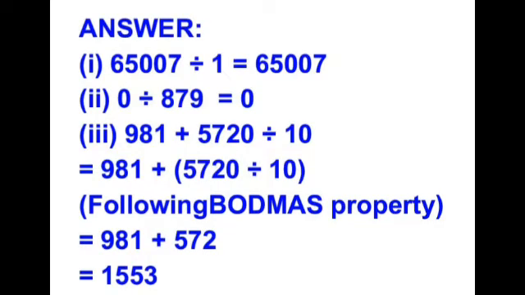Third, 981 plus 5720 divided by 10. You have to follow your BODMAS, then you will get the answer 1553. For following the BODMAS rule, first we have to divide. So when we divide both the numbers, we get the answer 572. After that we have to add it to 981. We'll get the final answer.